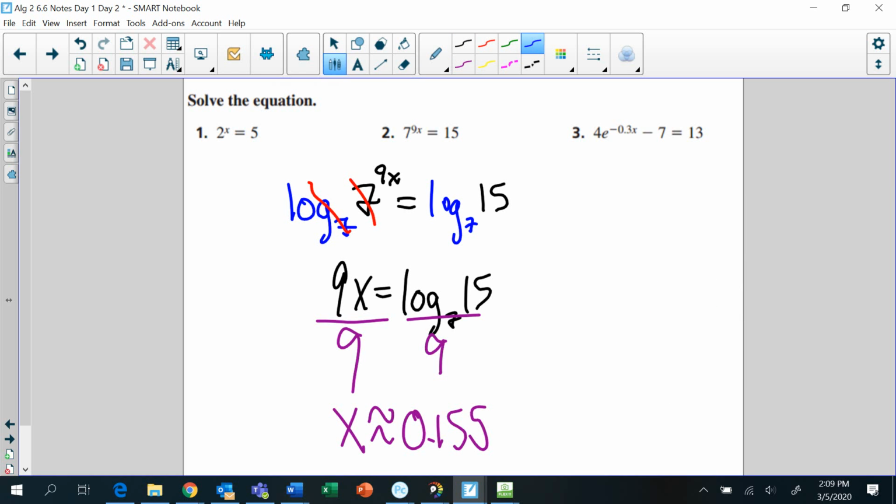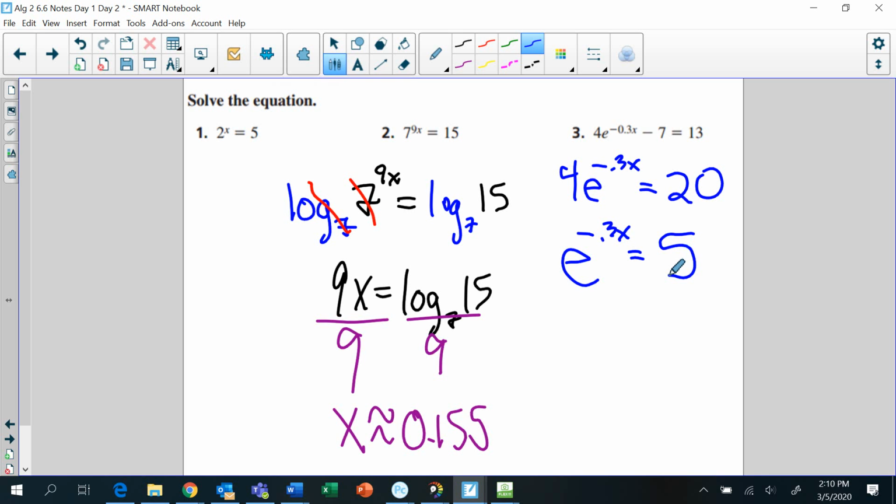Okay, so we gotta get x by itself. What should I do first? Add 7. I gotta get x by itself. After I add 7, what should I do next? Divide by 4. Is that e to the negative?